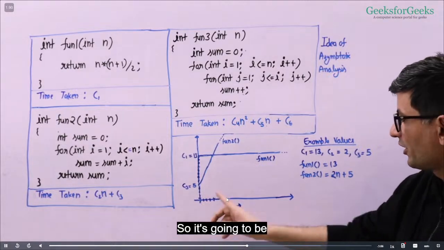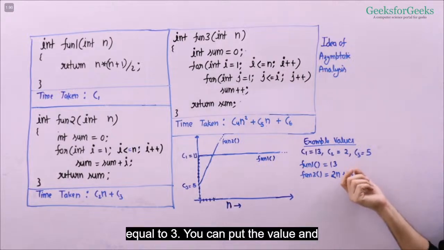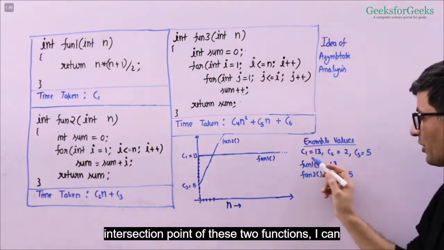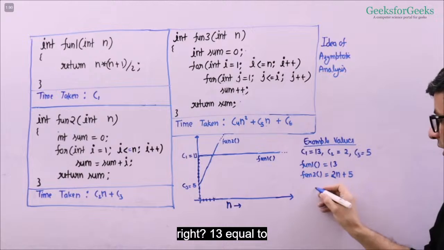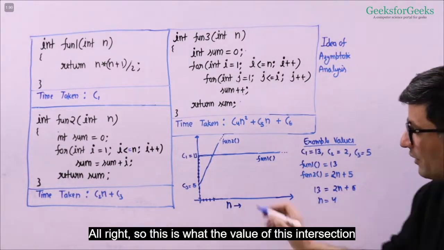So for n equal to 1, it's going to take 7. For n equal to 0, it's going to take 5. For n equal to 3, you can put the value and get the result. And if I find the intersection point of these two functions, 13 equals 2n plus 5, I get n as 4, right? So this is the value of this intersection point.